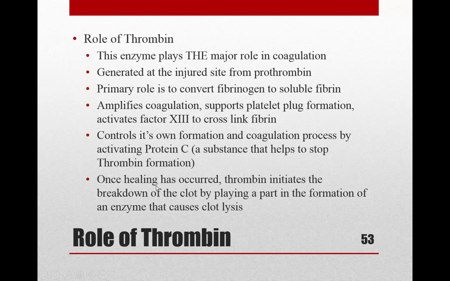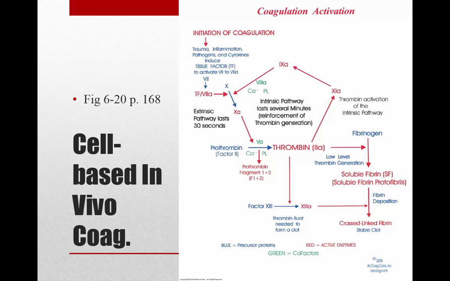So we talk about thrombin. This is a major enzyme in the coagulation process, and how it is generated at the injured site from prothrombin. Its primary purpose in life is to convert fibrinogen to fibrin, and fibrin is then used, as you can see, in more of these factors and processes until eventually we get to the clot.